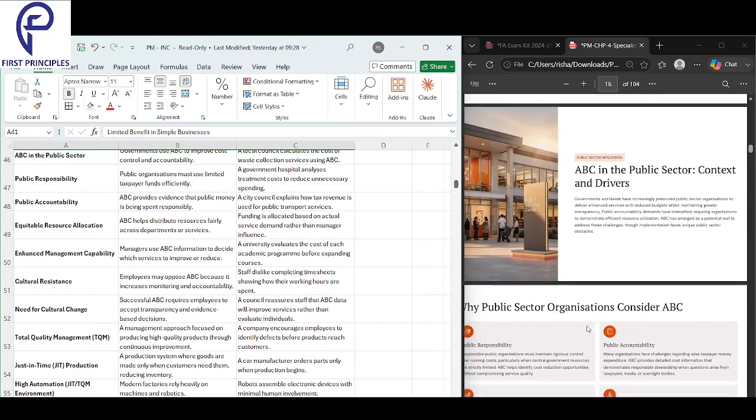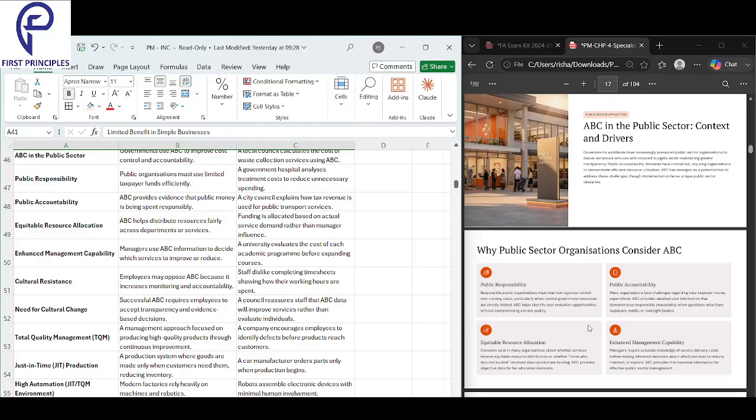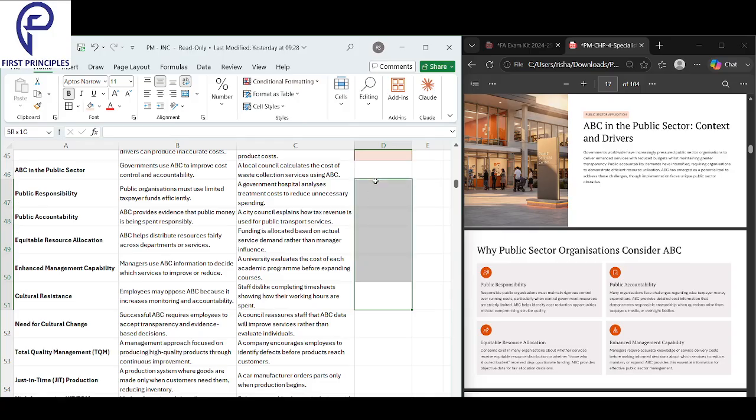What is public sector? Where government has some kind of a holding. They have some kind of a percentage in the running of the organization. So why would a public sector organization consider ABC?